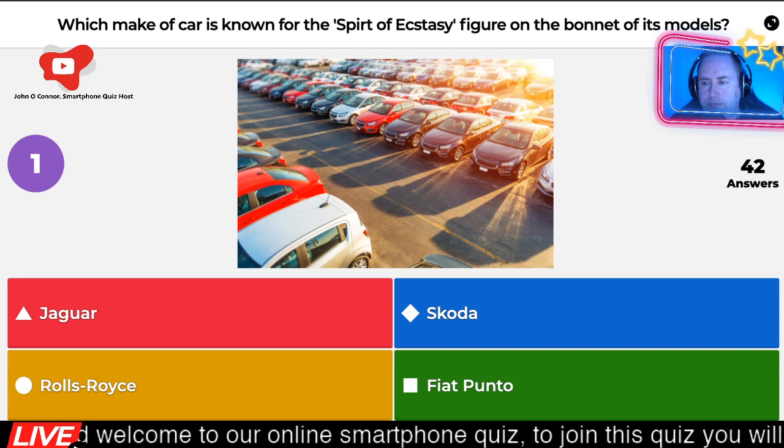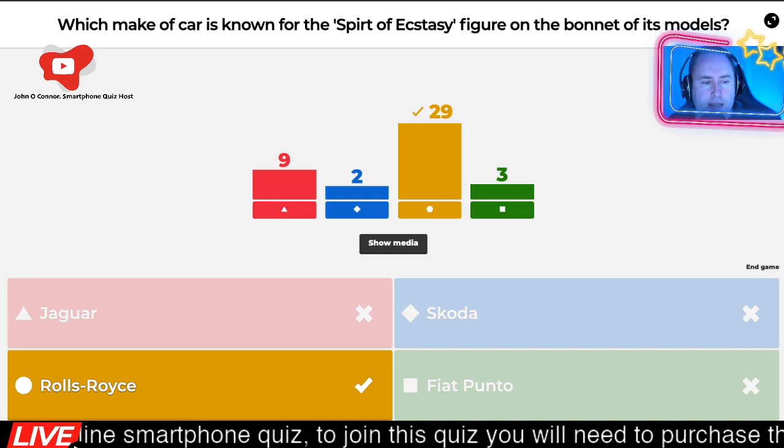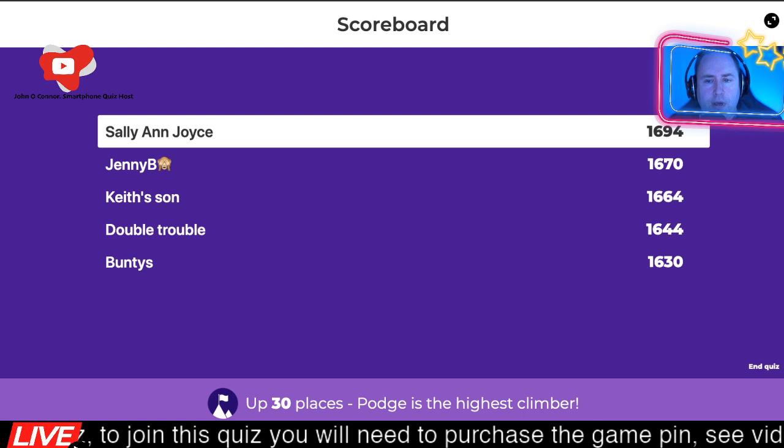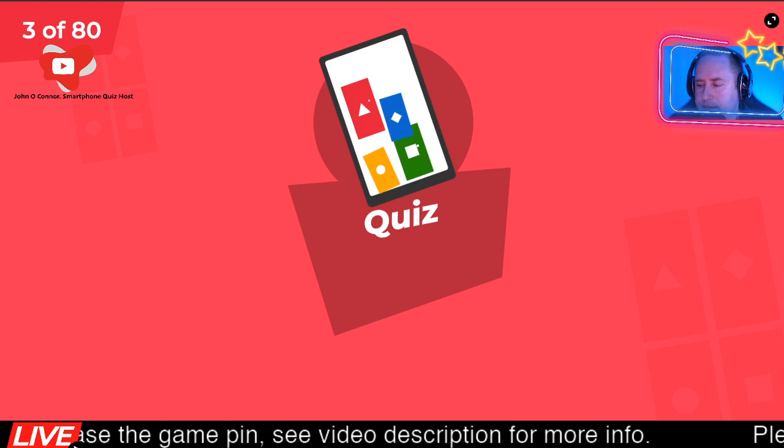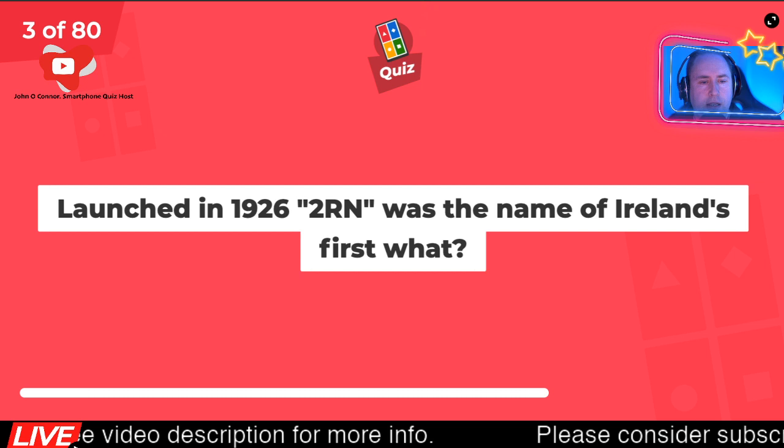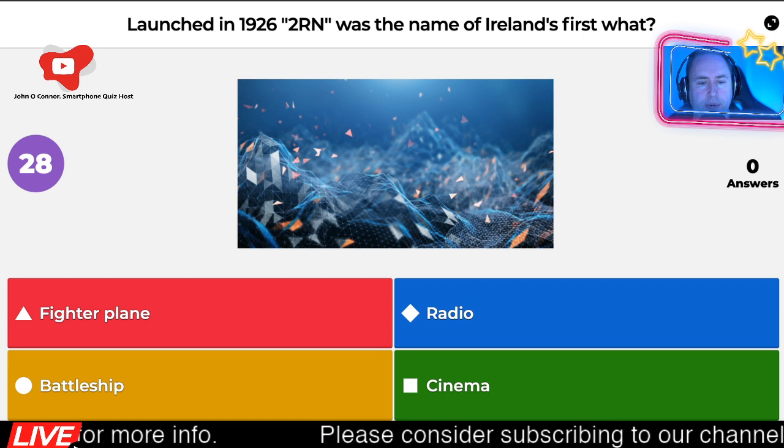Twenty-nine correct answers. Yeah, it is. It's on the front of the Rolls-Royce cars. Okay, so Keatson into second place. Jenny B is in third. Let's move on. Here is question number three. Multiple choice. Launched in 1926, the 2RN was the name of Ireland's first what? Is it fighter plane, radio, battleship, or cinema?